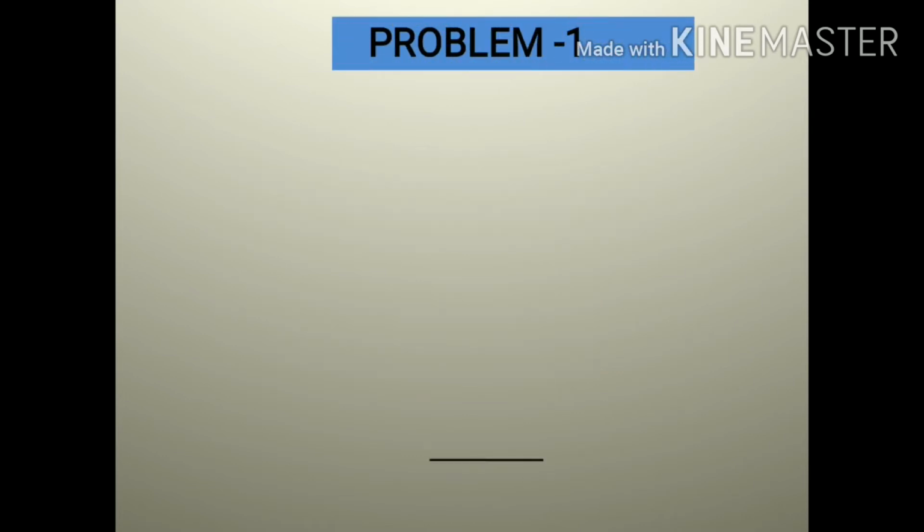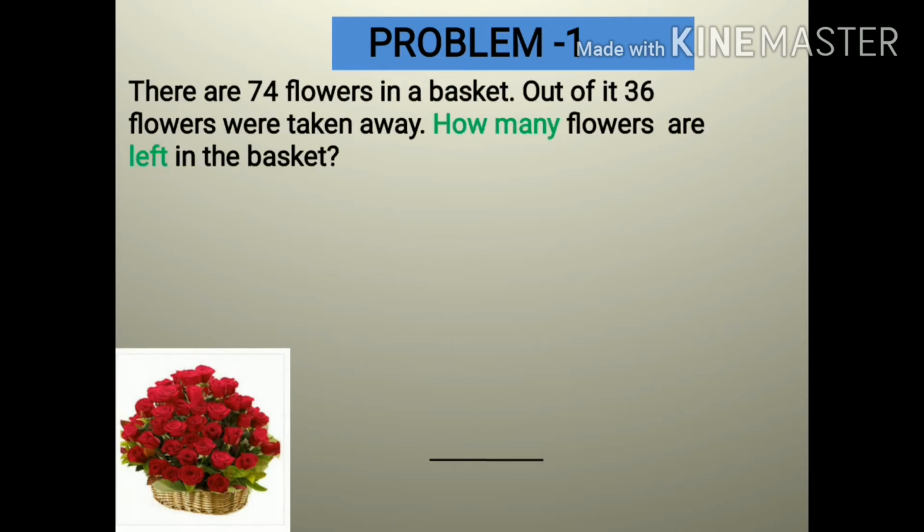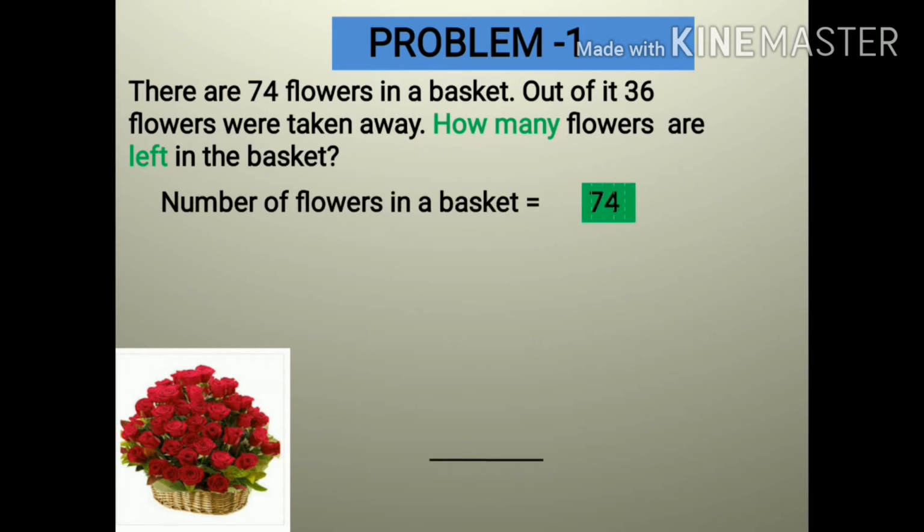Now, problem 1. There are 74 flowers in a basket. Out of it, 36 flowers were taken away. How many flowers are left in the basket? So, how many flowers are there in the basket? 74. Out of it, how many were taken away? 36. So, flowers taken away is equal to 36. Now, how many flowers are left in the basket?